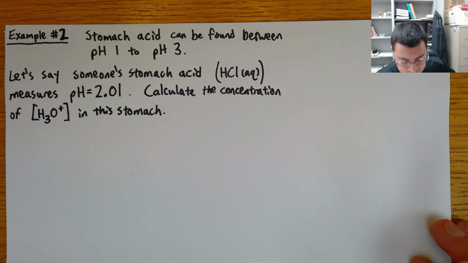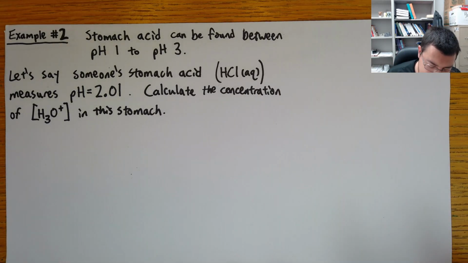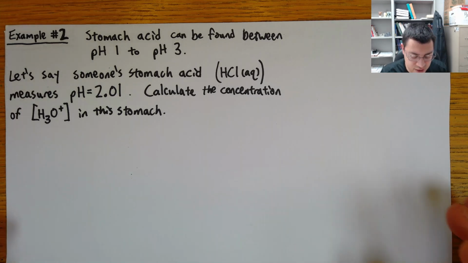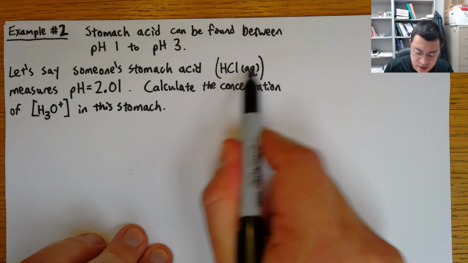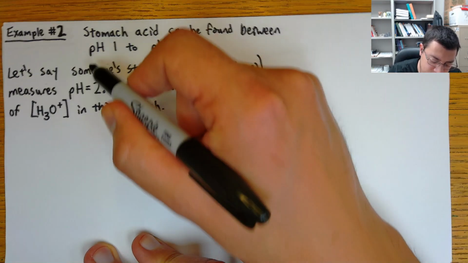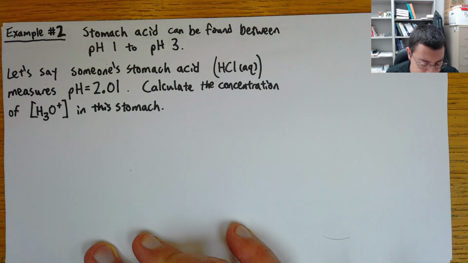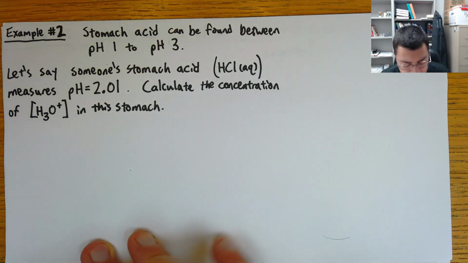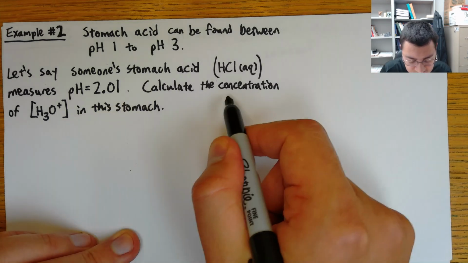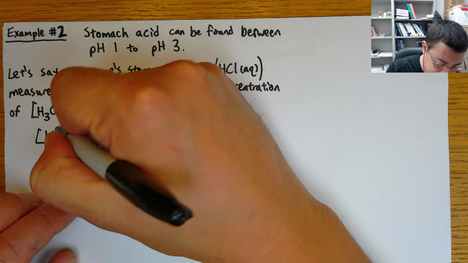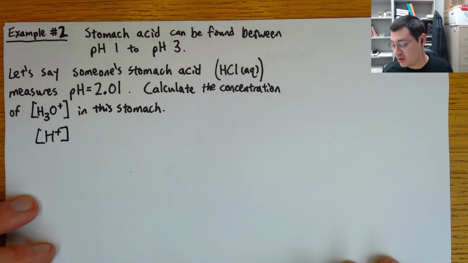All right. Example 2, let's do more of an applied example. Let's talk stomach acid. In the stomach, you have protons being released, and you have chloride being released, and so you make HCl, hydrochloric acid. In someone's stomach, the pH can be between 1 and 3. So let's say someone's stomach acid had their pH measured at 2.01. Let's calculate the concentration of H3O plus, aka H plus, in this person's stomach.